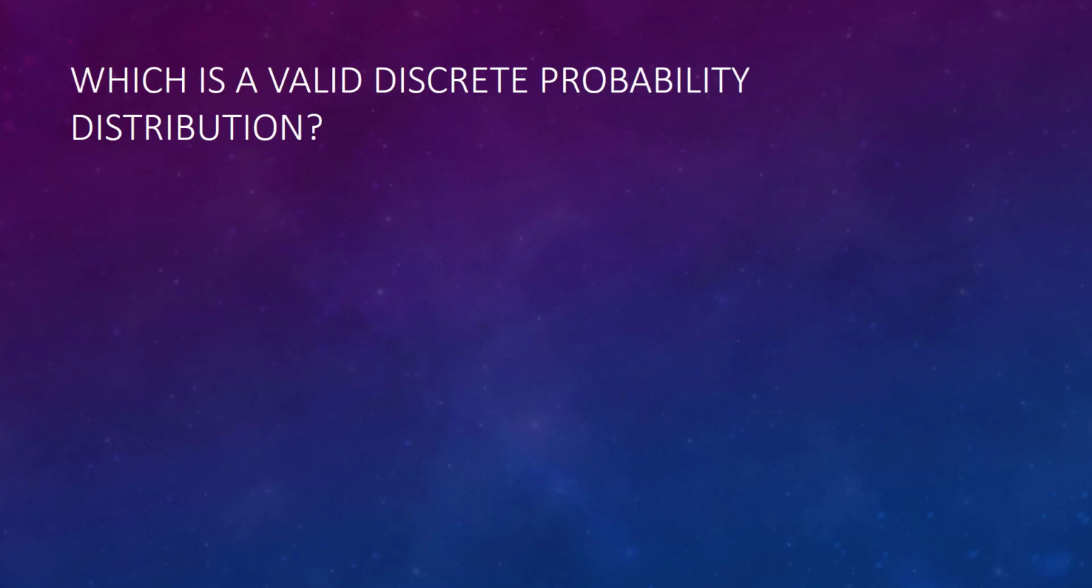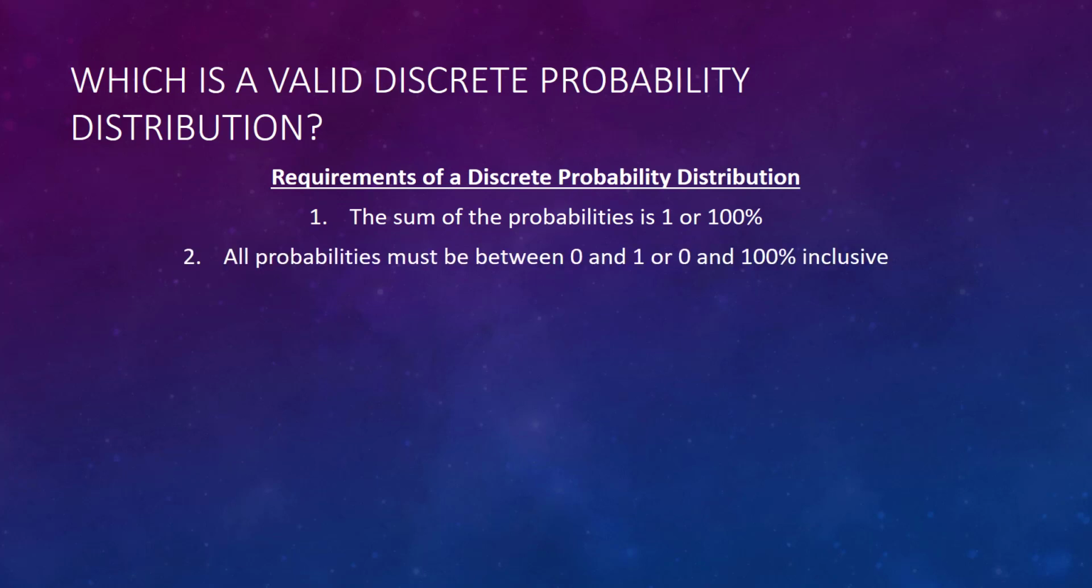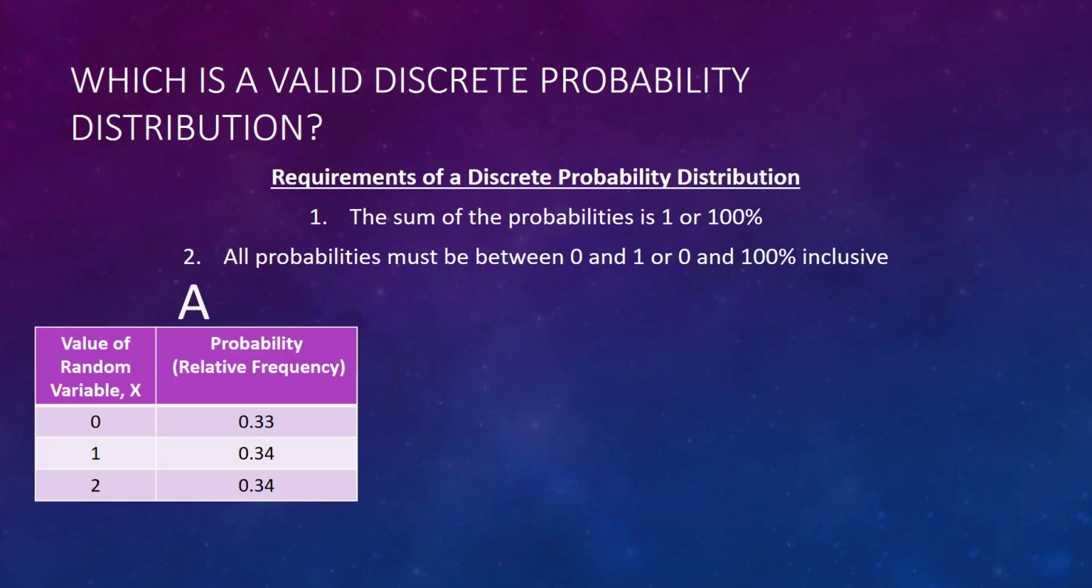Which of the following is a valid discrete probability distribution? Remember, the requirements are that the sum of the probabilities is 1 and that all the probabilities are between 0 and 1 inclusive. Let's look at this first probability distribution. Pause this video and write down whether or not you believe this is a valid discrete probability distribution. Then unpause the video to check your answer.